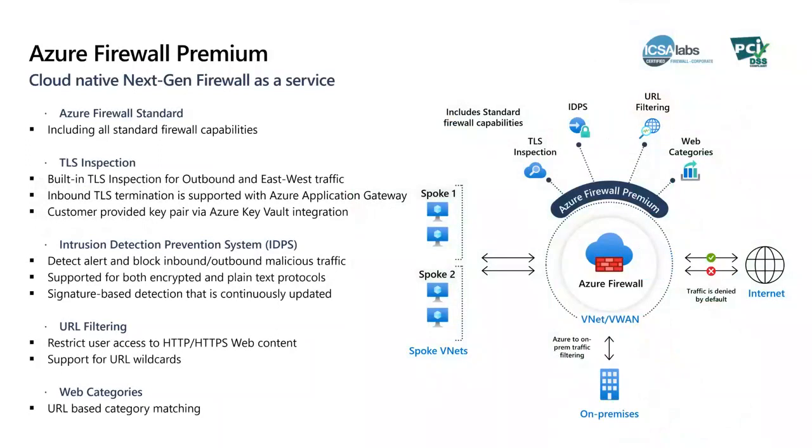When we look at Azure Firewall Premium, the major features that we come across are the advanced threat protection features like TLS inspection, intrusion detection prevention system, URL filtering, and web categories. This is on top of all the previous features we discussed in Firewall Standard and Firewall Basic. So basically, it will have all the features we talked about before, and on top of that, these threat protection features. Now let's talk about each of these features separately.